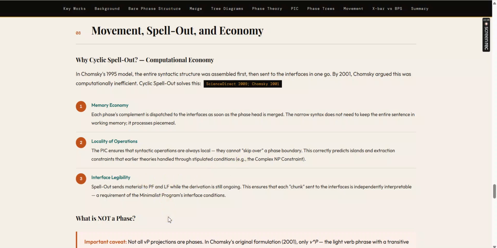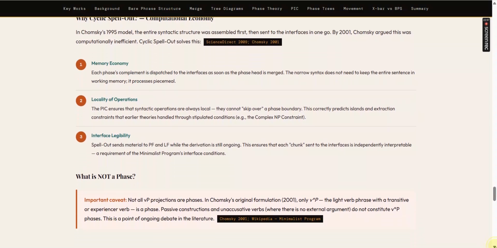Interface legibility. Spellout sends material to PF and LF while the derivation is still ongoing. This ensures that each chunk sent to the interface is independently interpretable, a requirement of the minimalist program. Now this states that the movement should be simple. It should not be like in X-bar theory, which is quite tricky.